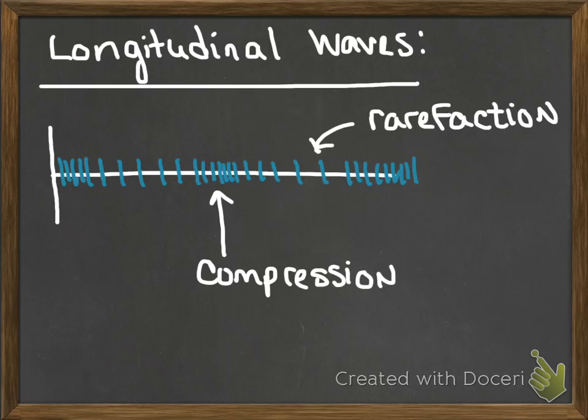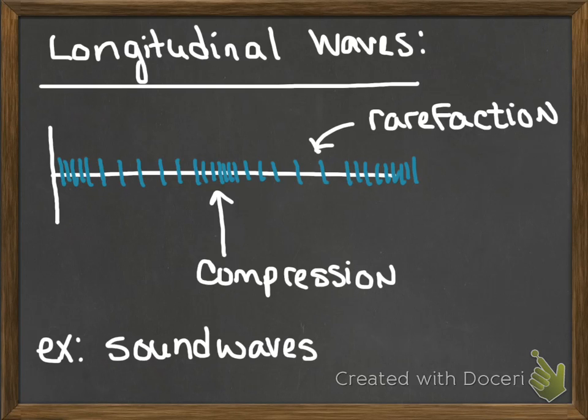I always think of that in my head as the spot where it's not very squished together. The squishes are very rare there. It's spread out. So that's the rarefaction. And that's kind of the equivalent of the crest and the trough of the transverse wave. Those are the only two parts that you need to know on a longitudinal wave. You do need to know an example of a longitudinal wave, and an example would be a sound wave.